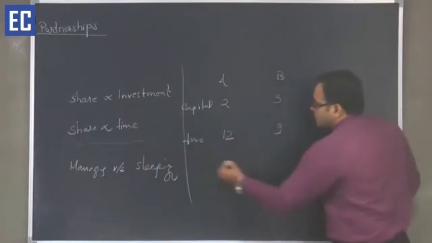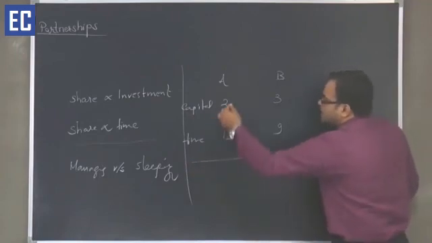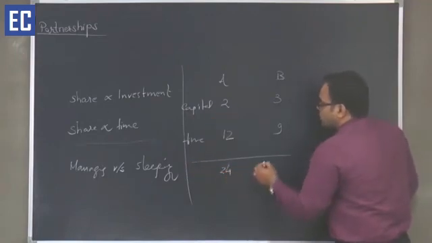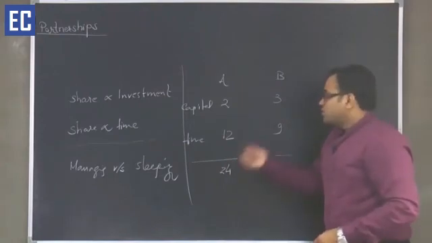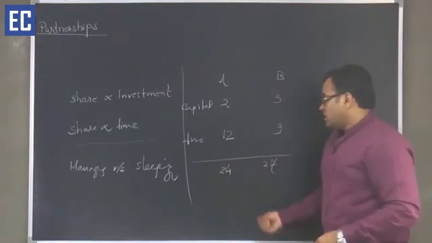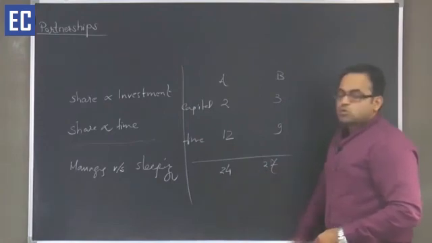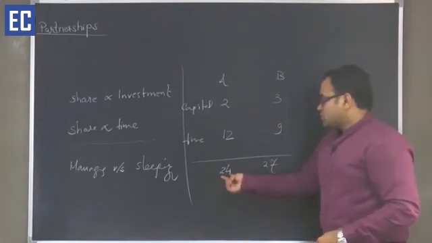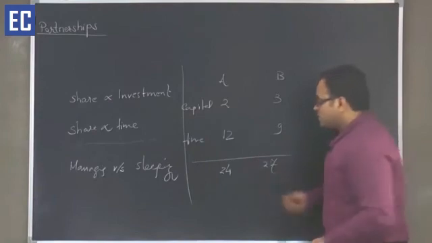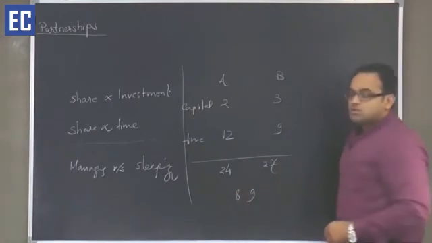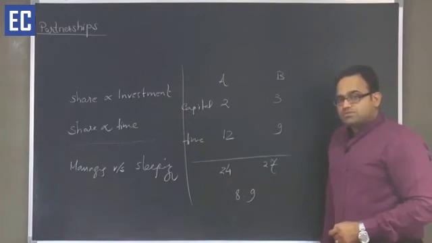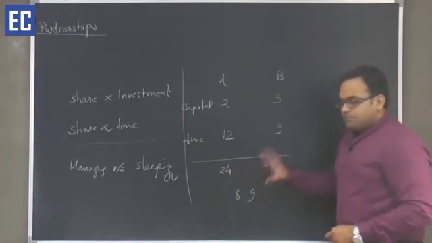So from here, taking the product of capital and time, 12 2s are 24, 9 3s are 27. So very simply, the ratio in which the profit will be shared between A and B is nothing but 24:27. So this is 3 8s are 24, 3 9s are 27, 8:9 will be the ratio in which the profit will be shared between these two individuals. Okay, so that was the basic idea here.